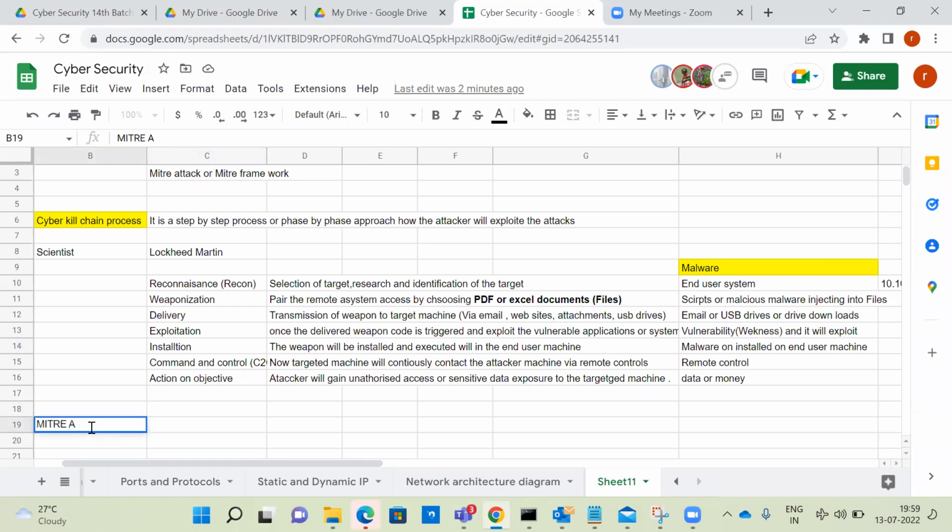MITRE ATT&CK. So the first A means adversaries. MITRE is a framework. Some people call it MITRE, or MITRE, both are the same only. A means adversaries.